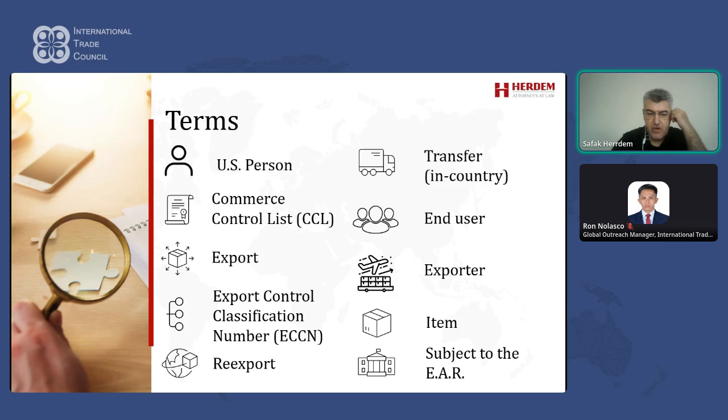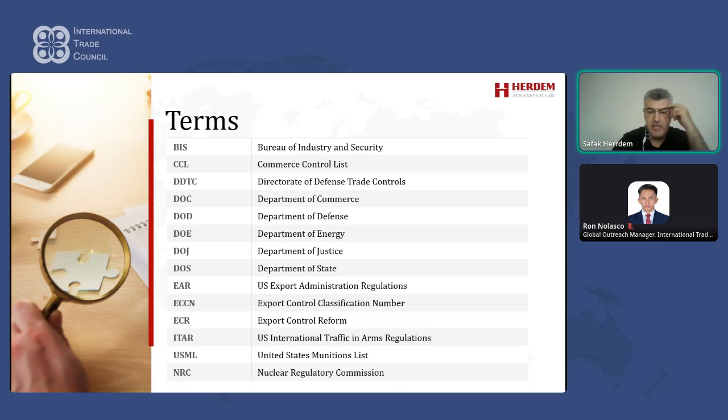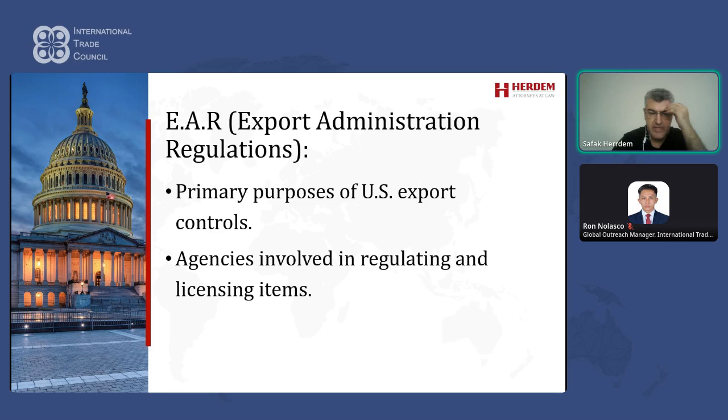There are some terms and abbreviations that you need to be very familiar with in the ER, which are shown on the slide. For example, the BIS, Bureau of Industry and Security, CCL, Commerce Control List, and the rest.